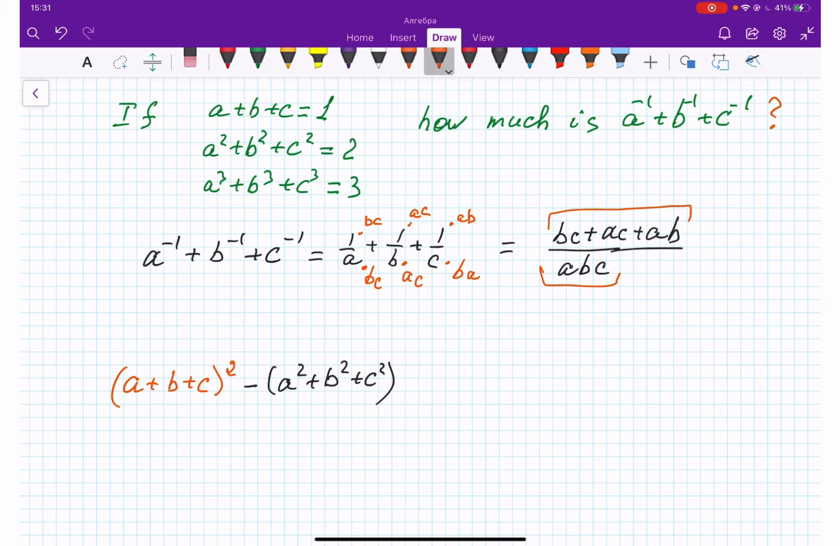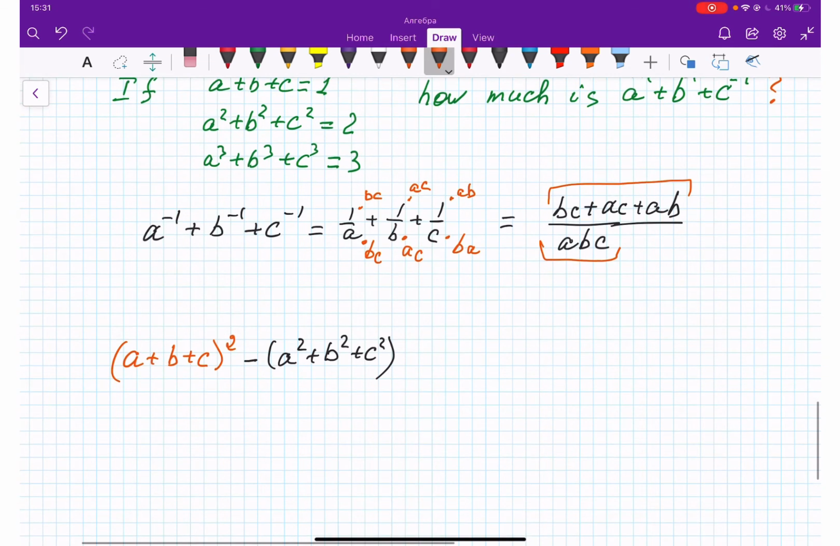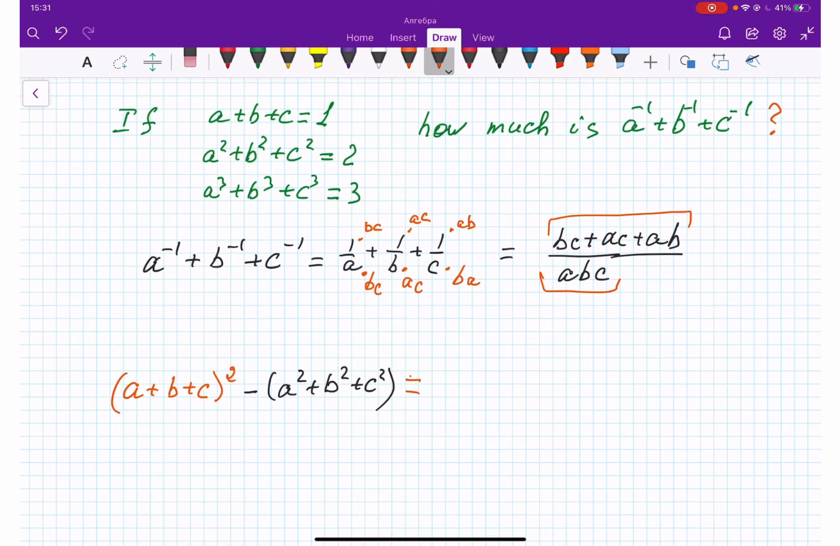So, a plus b plus c squared, I am doing minus a squared plus b squared plus c squared. Where a plus b plus c is equal to 1, right? So 1 squared. And minus a squared plus b squared plus c squared, which is equal to 2. So that is equal to -1.